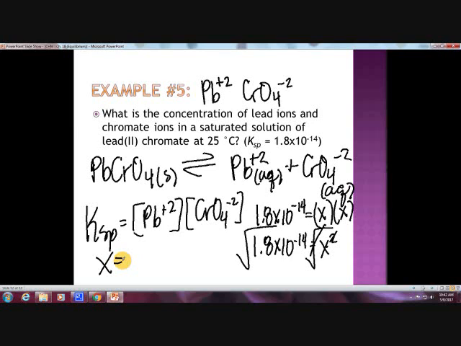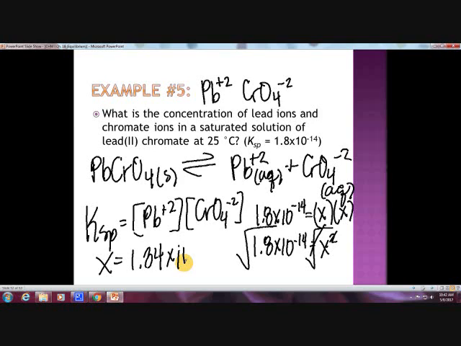What'd you get? If you got like 0.000 something, did you get that? 424 is what you guys are getting? 1.34 is correct.